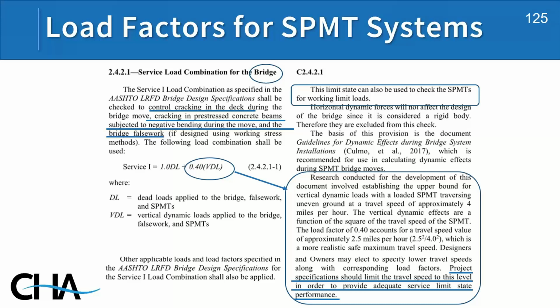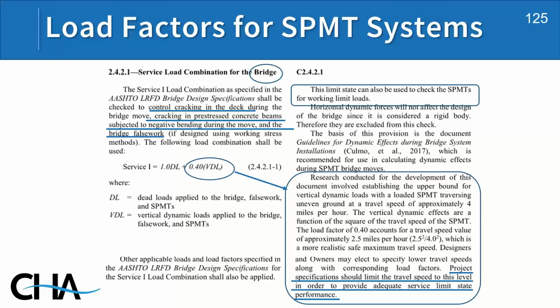for dead loads. We recommend a factor of 0.4 for vertical dynamic loads. The reason the 0.4 is there is the testing was done at maximum travel speed of an SPMT of approximately 4 miles per hour. We recommend specifying a maximum travel speed of 2.5 miles per hour. And by reducing the travel speed, we found that vertical dynamics are a function of travel speed, and it's a function of the square of the travel speed. So by reducing the specified limit to 2.5 miles per hour, you divide 2.5 squared over 4 squared, and you get 0.4 roughly. And that's where that load factor came from. If this becomes problematic, you can actually specify a slower travel speed and reduce this by a similar factor.